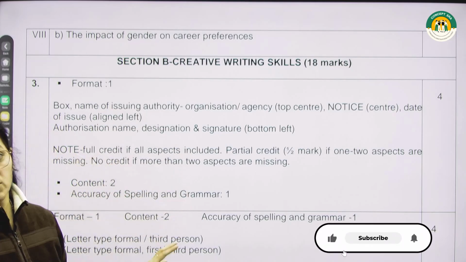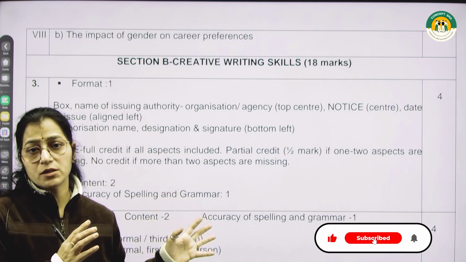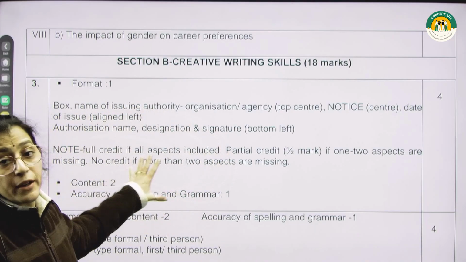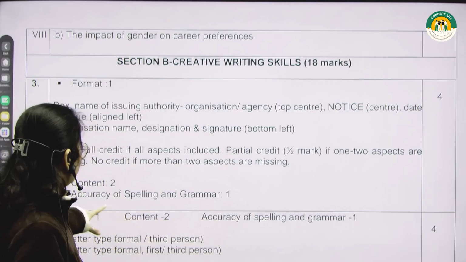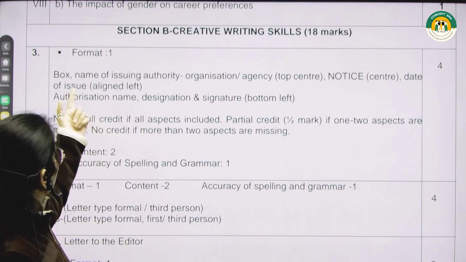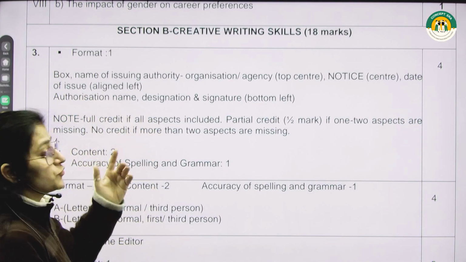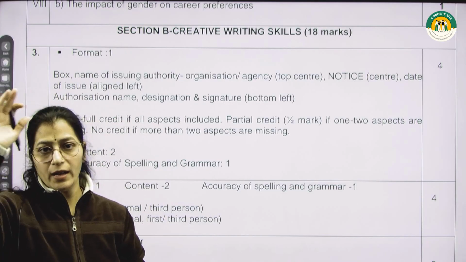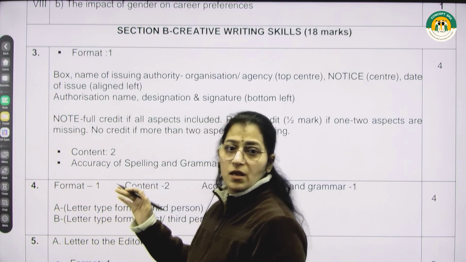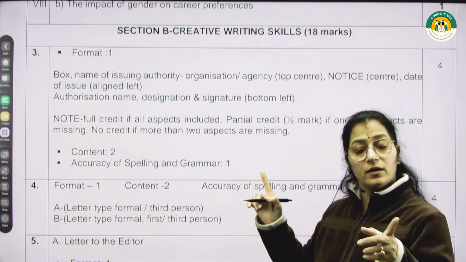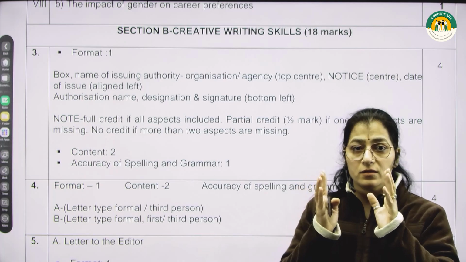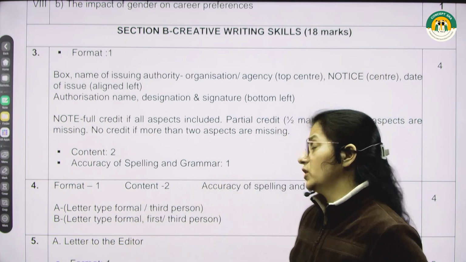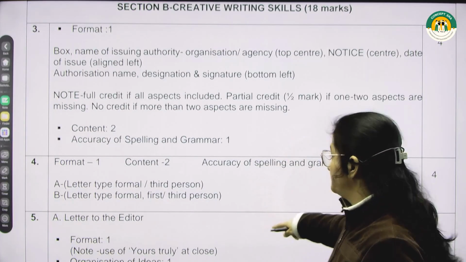It was a notice, right? You remember that the question was asking to write a notice. Here is the breakup of the marks: 1 mark is for format, 2 marks are for content, and 1 mark is for accuracy, spelling and grammar. I told you about this earlier as well. Again, I'm telling you that CBSE has segregated the marks and then allots them to the particular question.